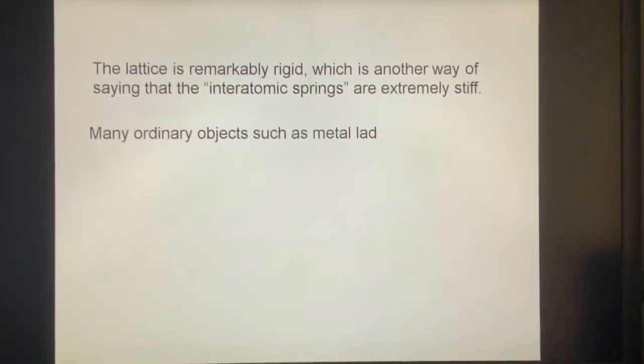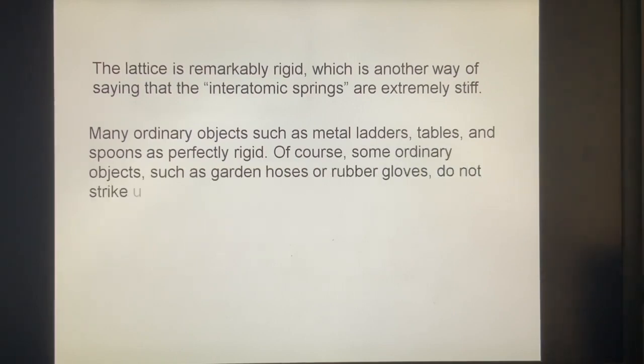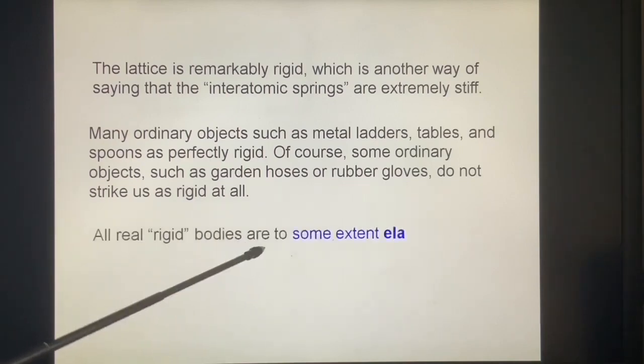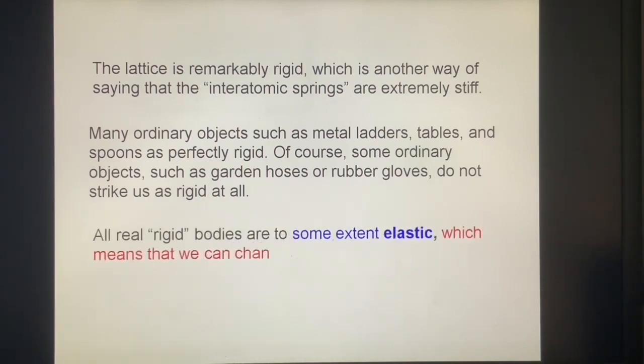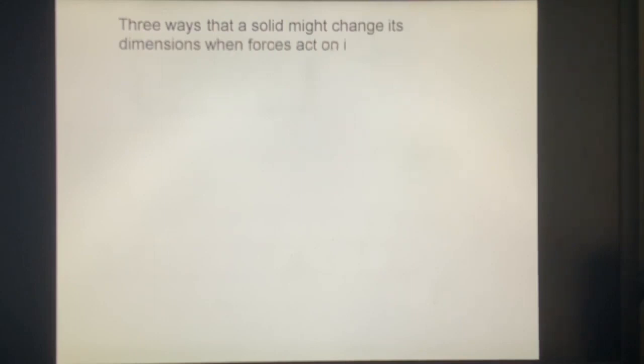Many ordinary objects, such as metal ladders, tables, and spoons, are perfectly rigid. Of course, some ordinary objects, such as garden hoses or rubber gloves, do not strike us as rigid at all. All real rigid bodies are, to some extent, elastic, which means that we can change their dimensions slightly by pulling, pushing, twisting, or pressing them. Here are three ways that a solid might change its dimensions when force is acting on it.